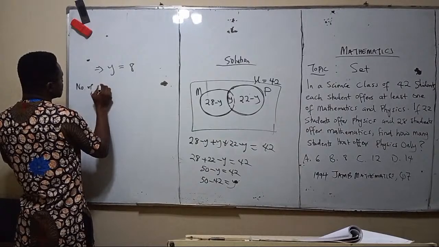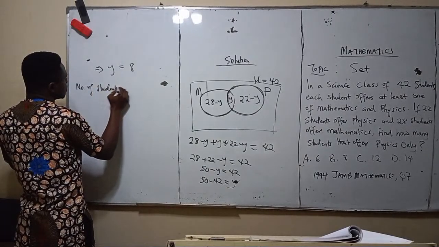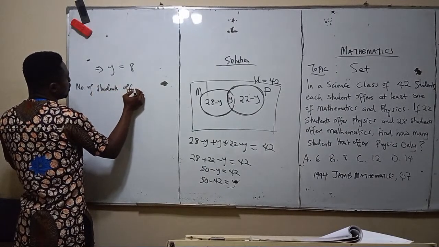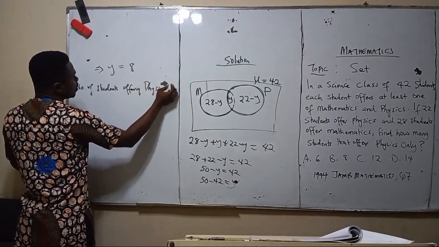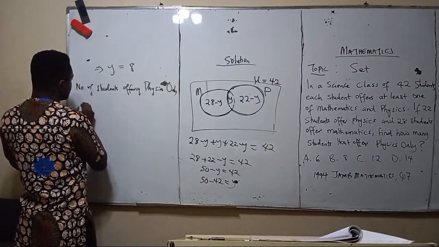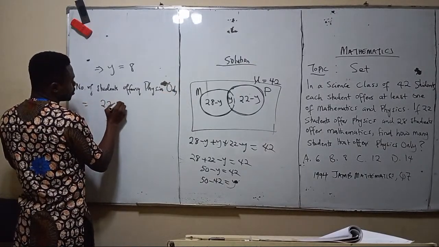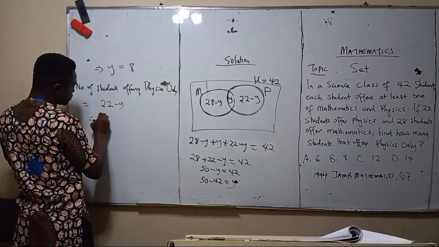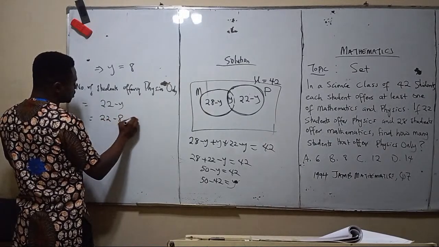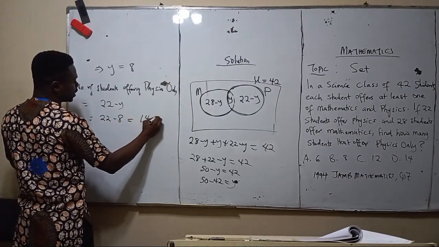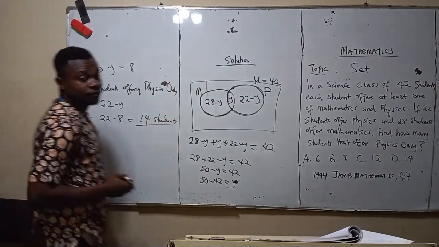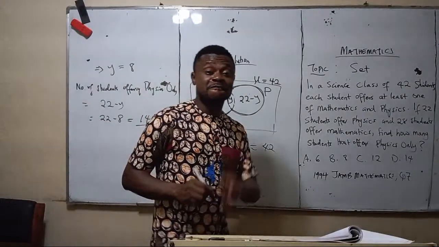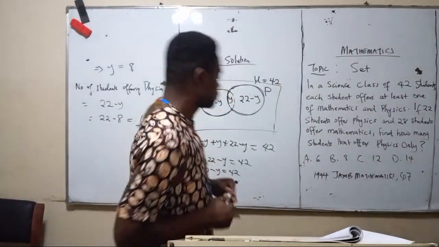Number of students offering physics only is equal to 22 minus y, which is equal to what? 22 minus 8, which is what? 14 students. 14 students offer physics only.